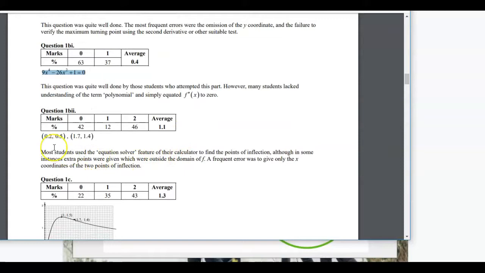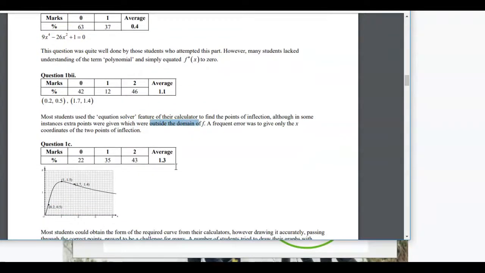And quite a few people with 1b, part 2, when using the equation solver, were also giving the negative values that were outside the range here. So the 0.2 was also paired with a minus 0.2, the 1.7 was paired with a minus 1.7, because you've got an equation there which only has even powers, right? So for every positive solution, there's also a negative solution that goes with it, but all of those are outside the domain, and so are irrelevant.